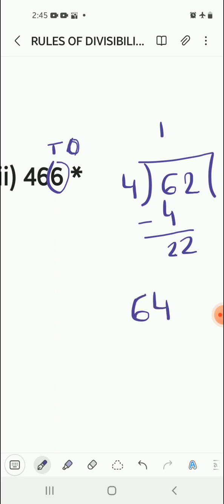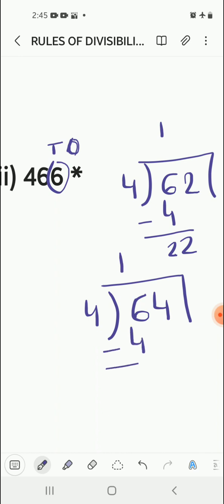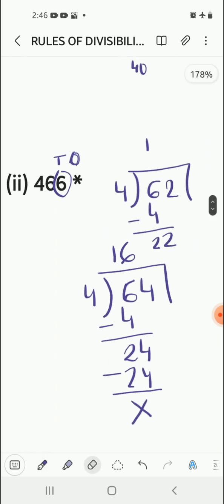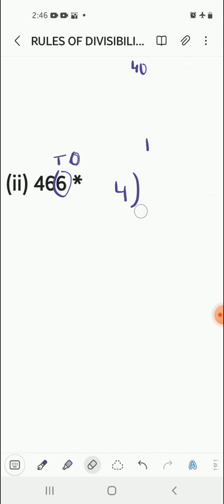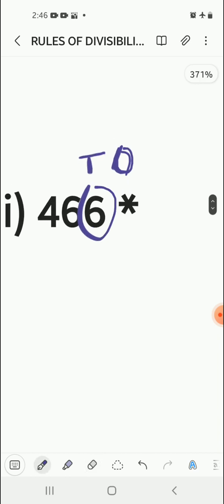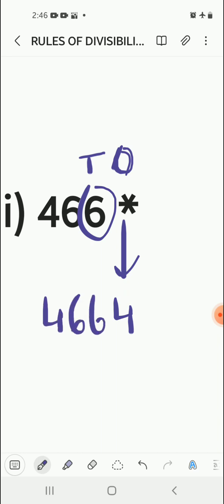We will move to the next number, that is 64. If I divide it by 4, 4 into 1 is 4, then we get 2, and then 4, and 6 4s are 24. We find that 4 into 16 is 64. In case you're well versed with the table, you don't have to divide and find out. But I showed you because most of you do not know the table of 16. So in that case, we can say 64 will be the number. Therefore, we will replace the star with 4. So the number that we get is 4664. If we check the answer, we will find that this number is divisible by 4.